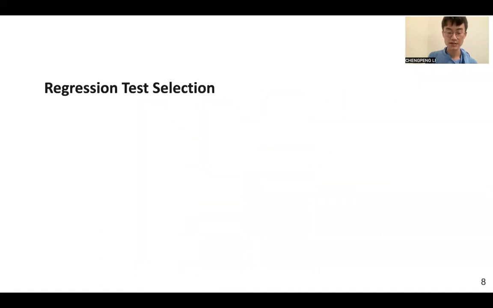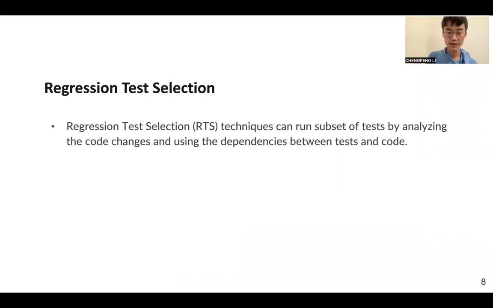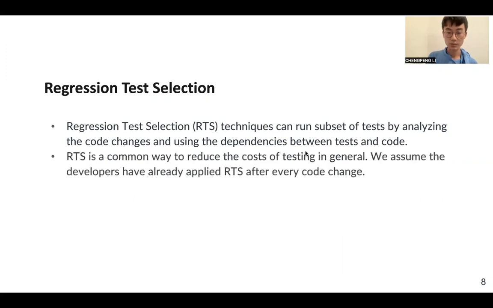Fortunately, there are some existing techniques that can help us. Regression test selection techniques can run a subset of tests by analyzing the code changes and using the dependencies between code and tests. It is a common way to reduce the cost of testing in general, and we assume the developers have already applied RTS after every code change.